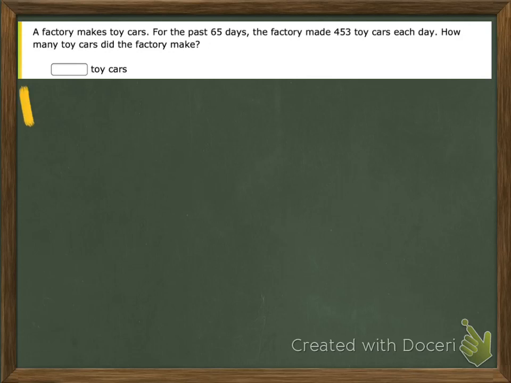This is number 1. A factory makes toy cars. For the past 65 days, the factory made 453 toy cars each day. How many toy cars did the factory make? I look at each day. They made 453 each day for 65 days. So really you have 453 groups of 65. All you need to do is 453 times 65, and I'm going to use the distribution method.